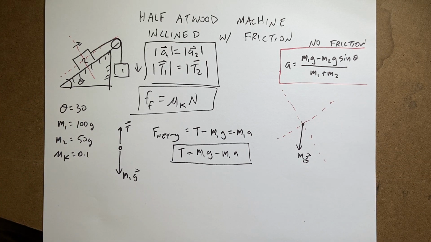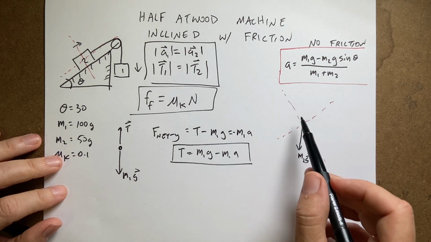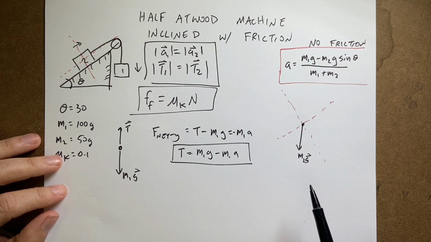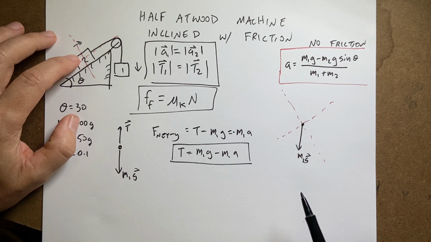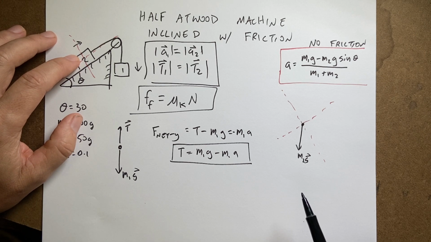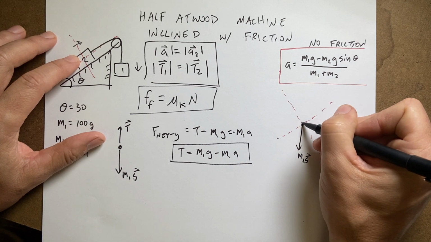Now remember, the gravitational force is down. It's not perpendicular to the plane. Just because I put my y-axis this way doesn't mean that my gravitation is that way. The next I have is the normal force, which, normal means perpendicular. It's perpendicular to the plane, so it had to be this way.